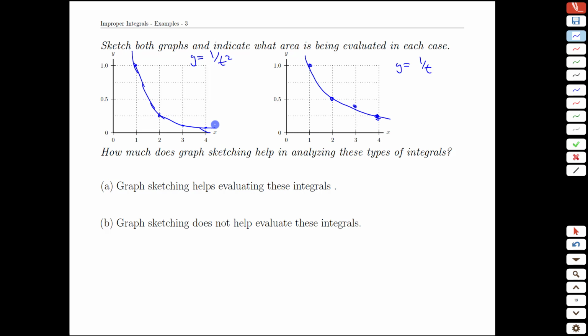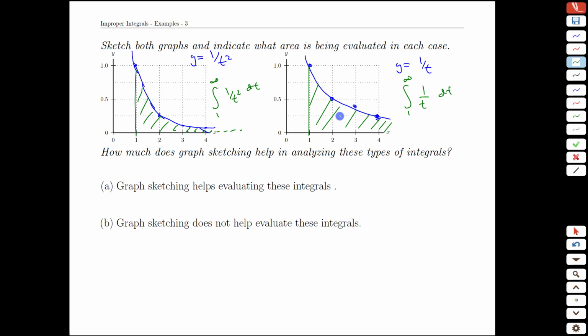There we go. And what we were computing in both cases was the integral from 1 to infinity of that function. In this case, 1 over t squared. And that represents the area underneath the graph going out towards infinity. And likewise, the integral of 1 over t from 1 to infinity with respect to t is the area under this graph.